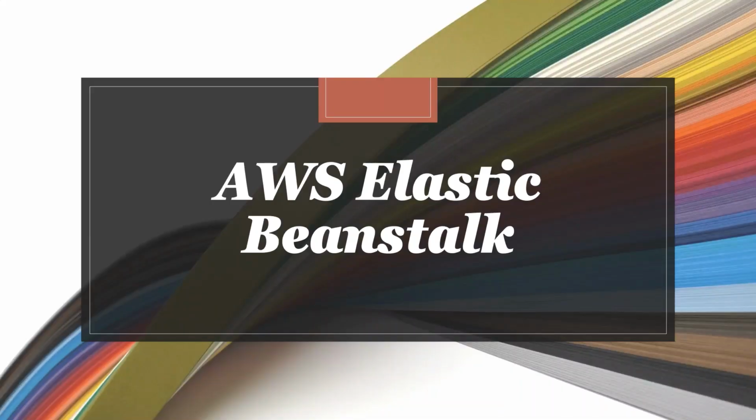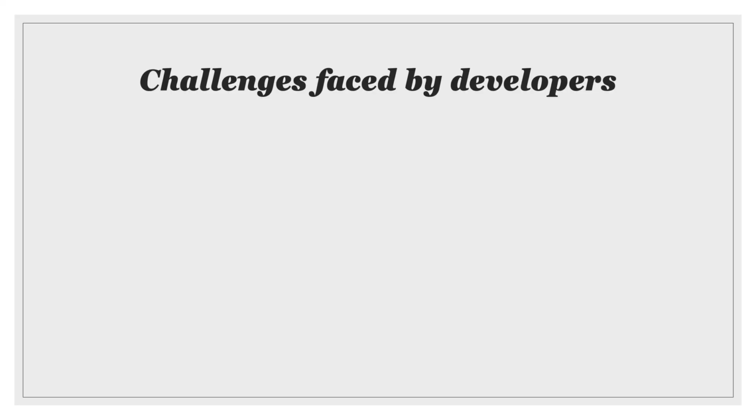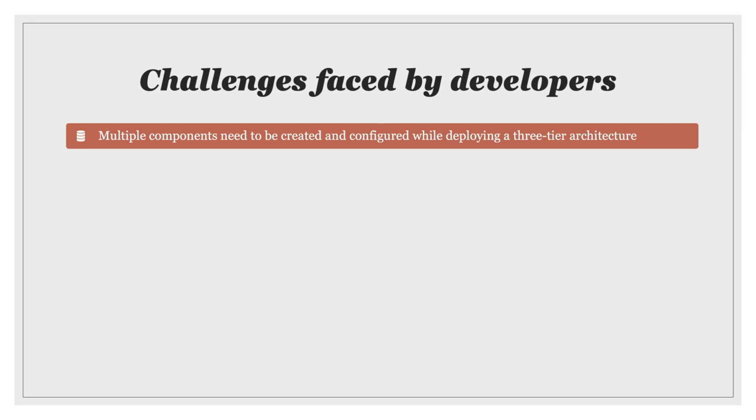In this video or lecture, we'll see the purpose of using AWS Elastic Beanstalk. The very first thing we'll see is what challenges or issues developers face if they have to deploy their applications upon the AWS Cloud platform. Let's suppose that you have to deploy a three-tier architecture. This means that there are multiple components that need to be created and configured when you have to deploy a three-tier application or architecture.